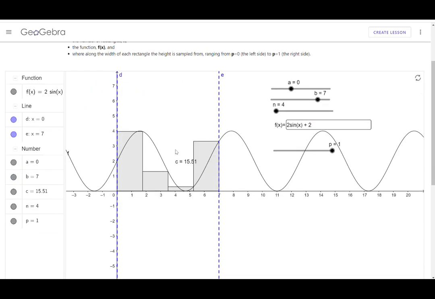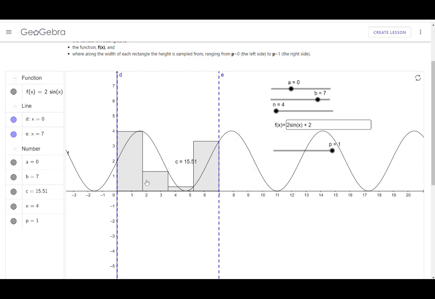Okay, so let's say this is the curve. I'm trying to find the area under this curve from A to B. My A is 0, my B is 7. I'm going to try to fit rectangles under this curve. Right now there's just 4 rectangles that we are using here.